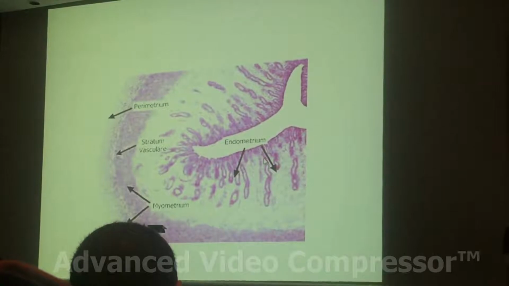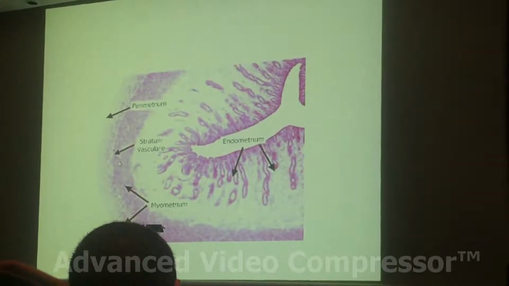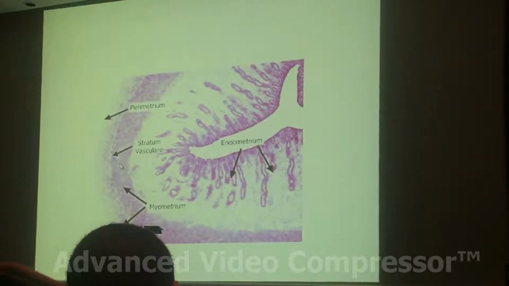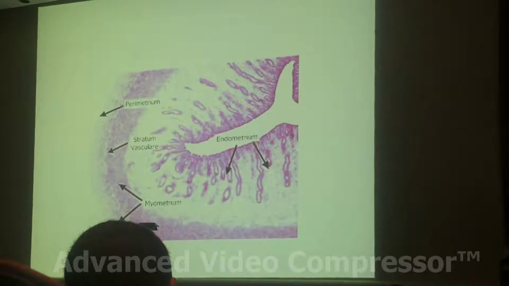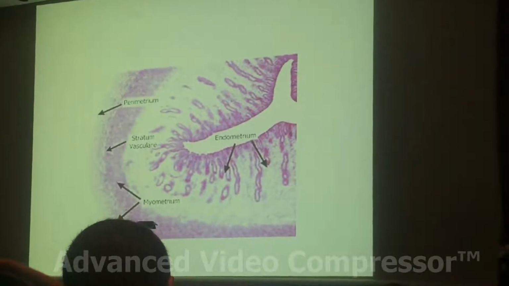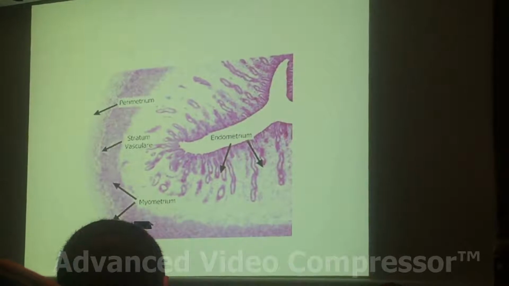They will be lined by secretory columnar epithelium. As for the myometrium, the muscular layer in the uterine tube, muscularis has two layers, right? Inner circular, outer longitudinal. In the uterus, the myometrium is actually composed of four muscular layers that are poorly defined.